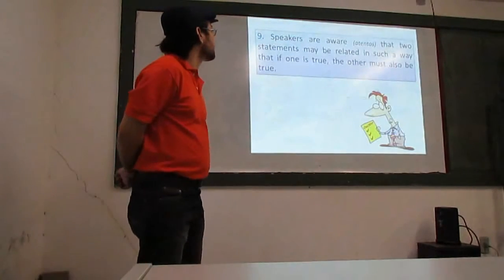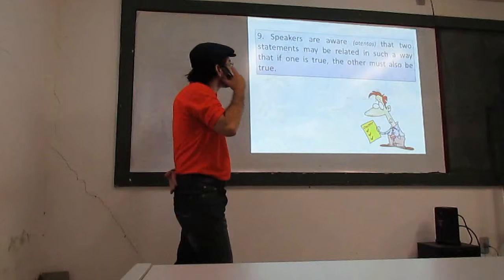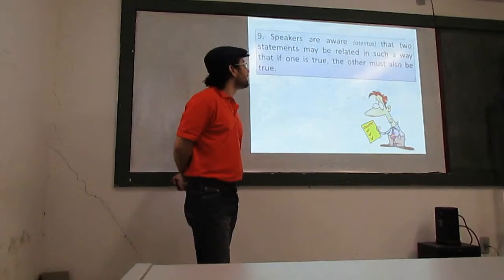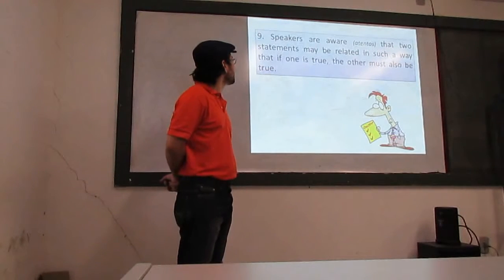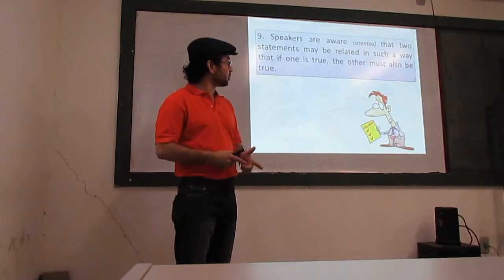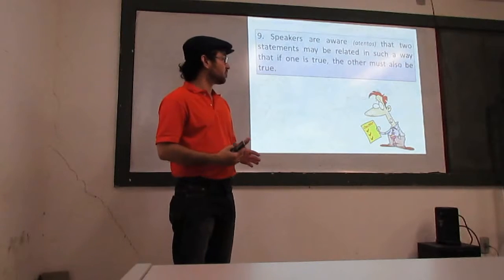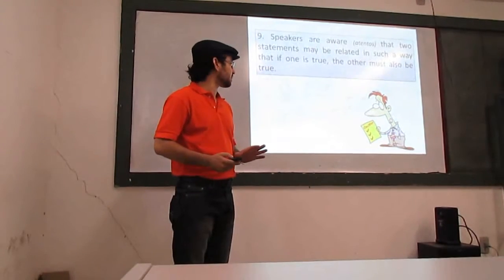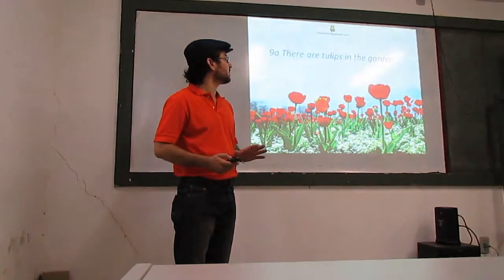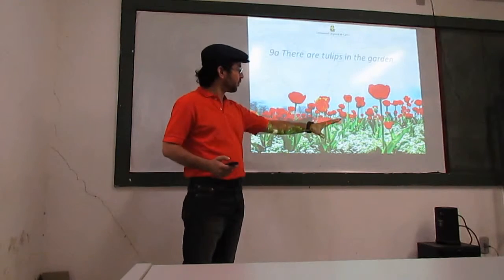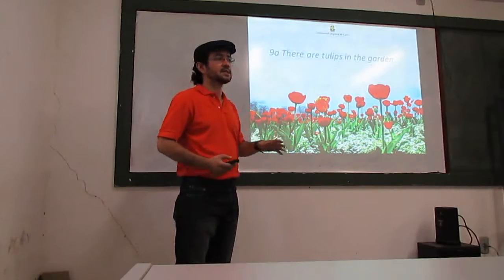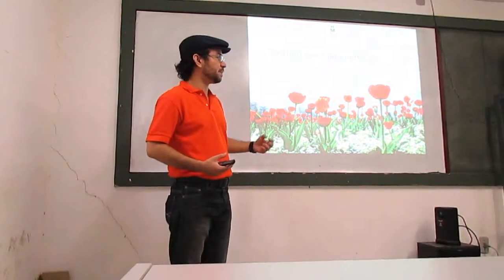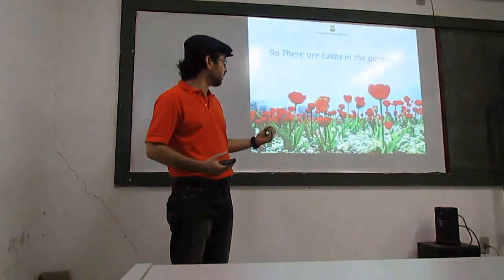9. Speakers are aware that two statements may be related in such a way that if one is true, the other must also be true. Let's see some examples to understand better. For example, here we have a garden full of tulips, a type of flower, a species of flower.